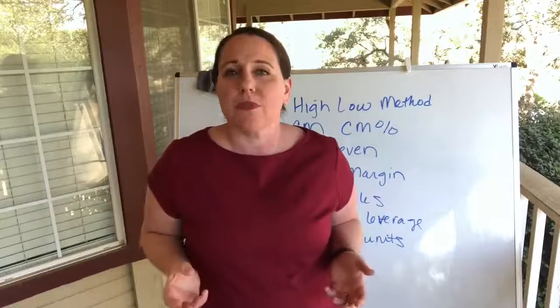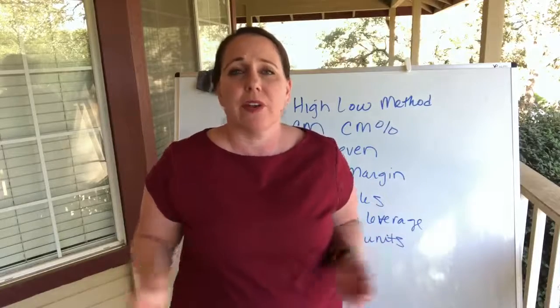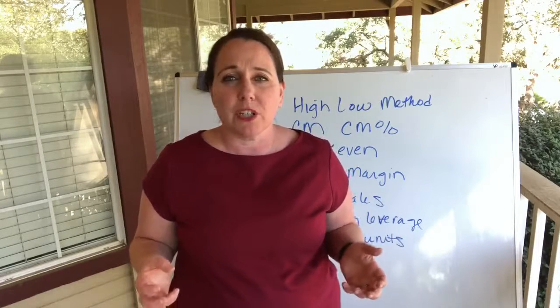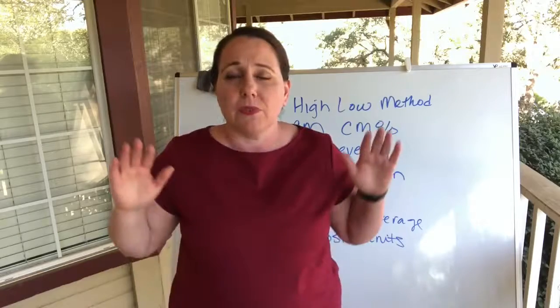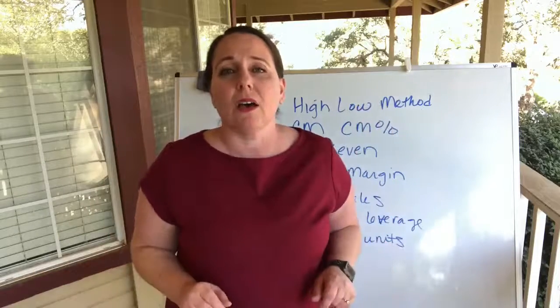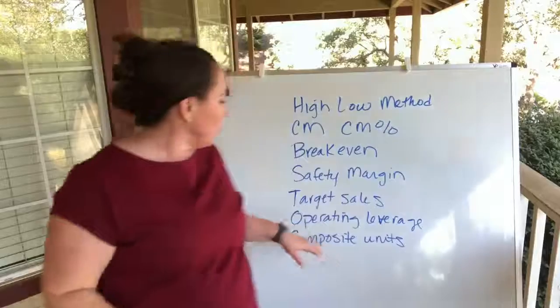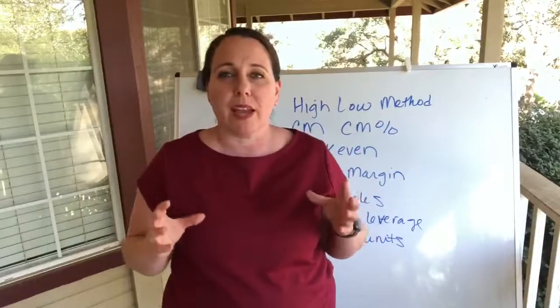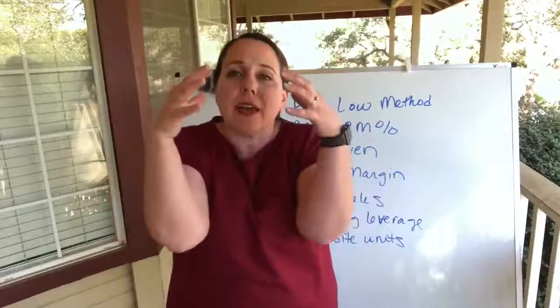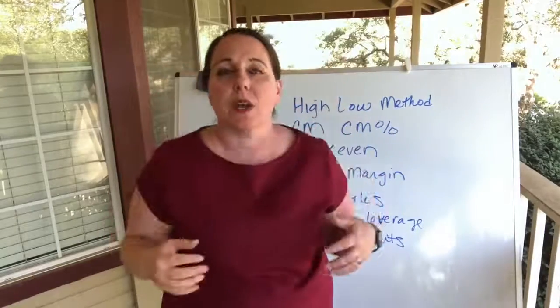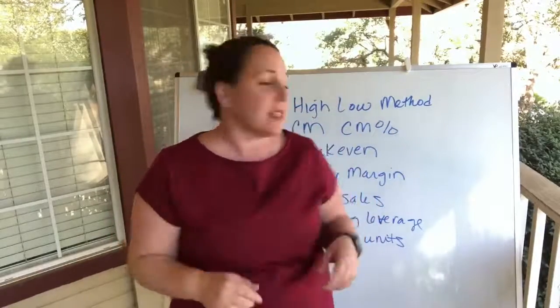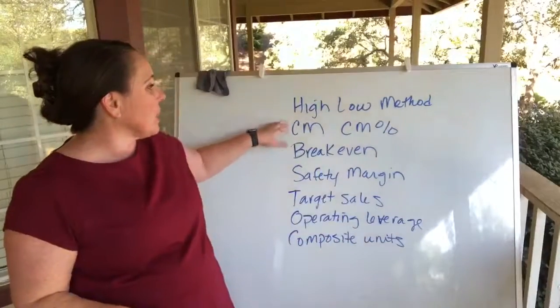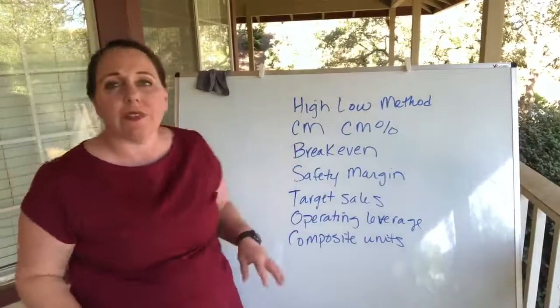Because different products will have different sales prices, they'll have different variable costs, they'll have different contribution margins, and this could give you a headache all night long until you know how to use composite units to basically take all of your different products and bundle them into one product or one composite unit that then works exactly the same for calculating contribution margin, break even, and all of these other things.